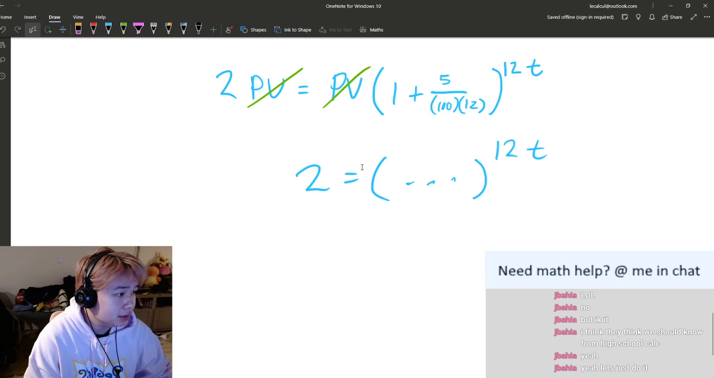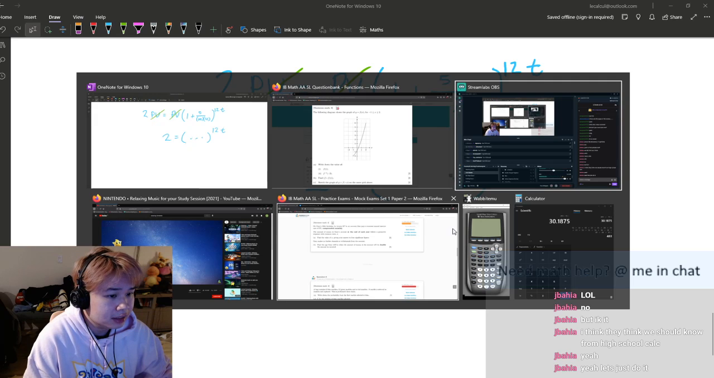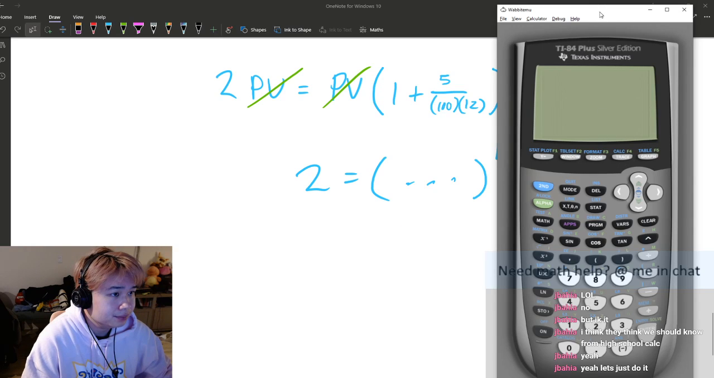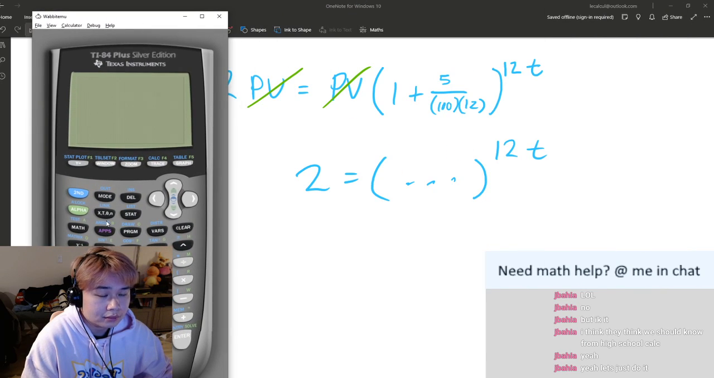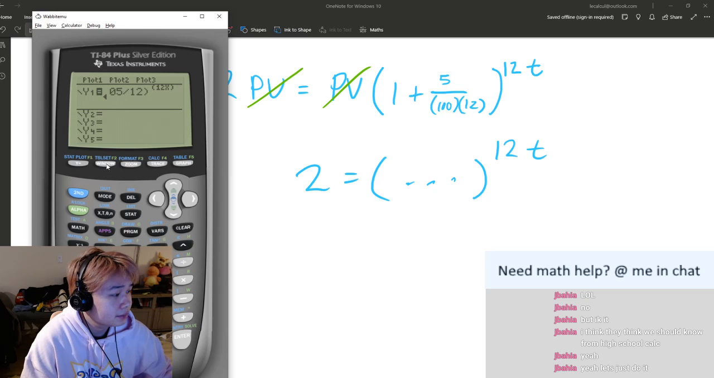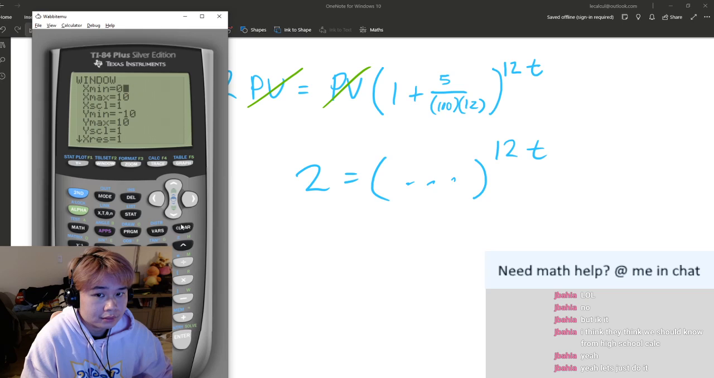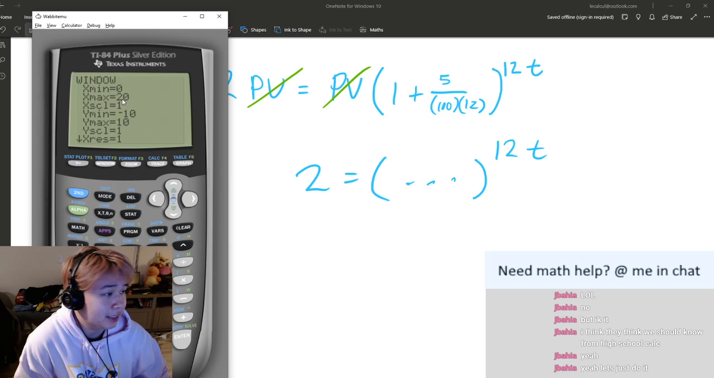Okay, so again, you can use logs, you can do whatever, but you do have a graphing calculator. So I'm gonna graph it. So 1 plus 0.05 divided by 12, to the power of 12 times x. And then I'm gonna change the window, and I don't know, I'm just guessing if he's gonna double his money in 20 years. It might not actually be true.